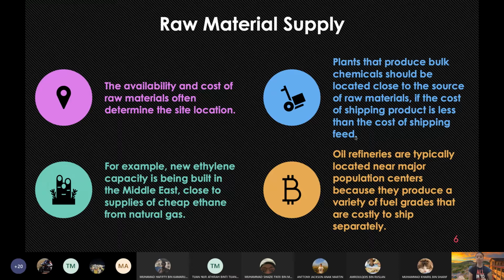Okay, so for example, new ethylene capacity is being built in the Middle East, close to the supply of cheap ethane from natural gas. Recently, you can see there are a lot of new chemical plants producing ethylene placed in the Middle East, as the Middle East has an abundant supply of cheap ethane. On the other hand, oil refineries are typically located near major population centers because they produce a variety of fuel grades that are costly to ship separately. Okay, so again, there are many considerations when we are talking about how you determine the location.